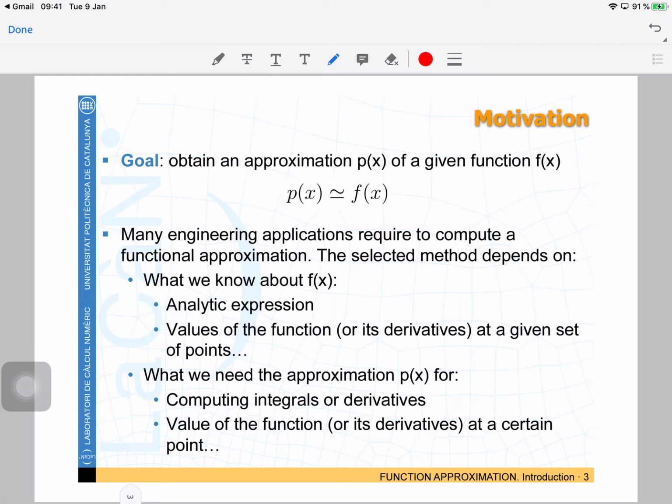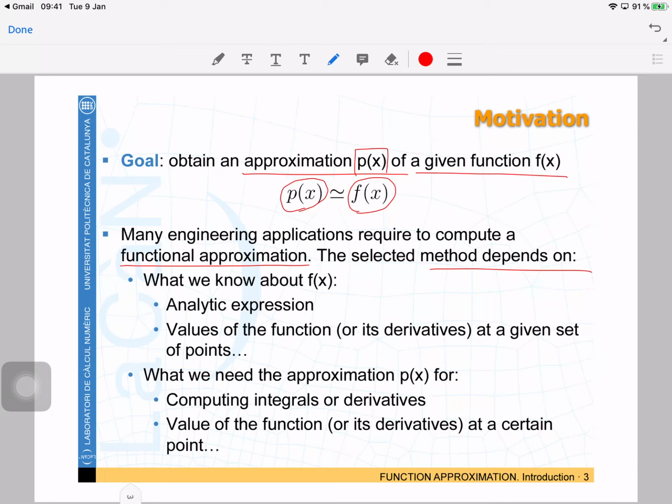The main goal of functional approximation basically is to obtain an approximation that we call p(x) of a given function. So if we have a given function f(x), then we want to approximate this function with another function p(x). So in many engineering applications, basically we need to compute a functional approximation, and then the selected method for the functional approximation depends on the following factors.